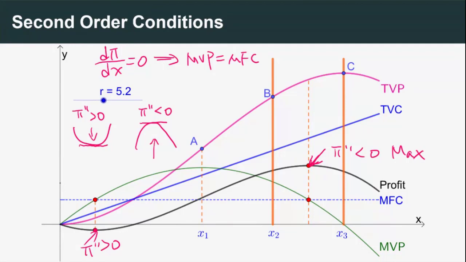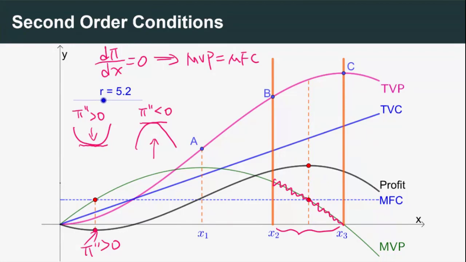In this graph, you can find out that both stage 1, which is to the left of x2, and stage 3, which is to the right of x3, are not economical. The only economical region is stage 2. And in stage 2, you can find out that the MVP curve is downward sloping.